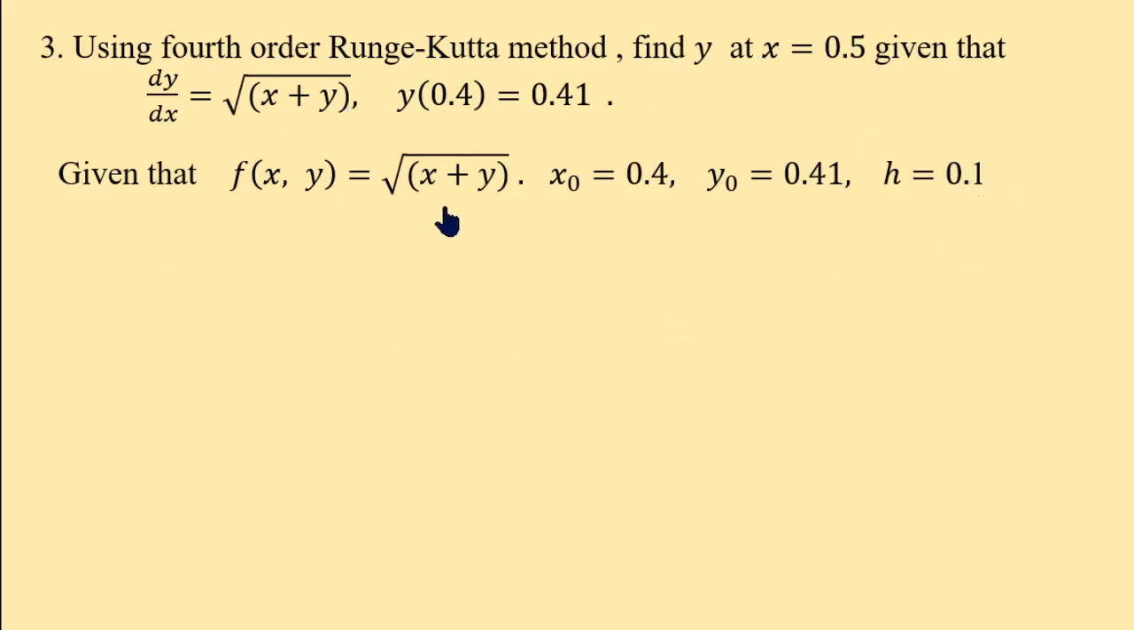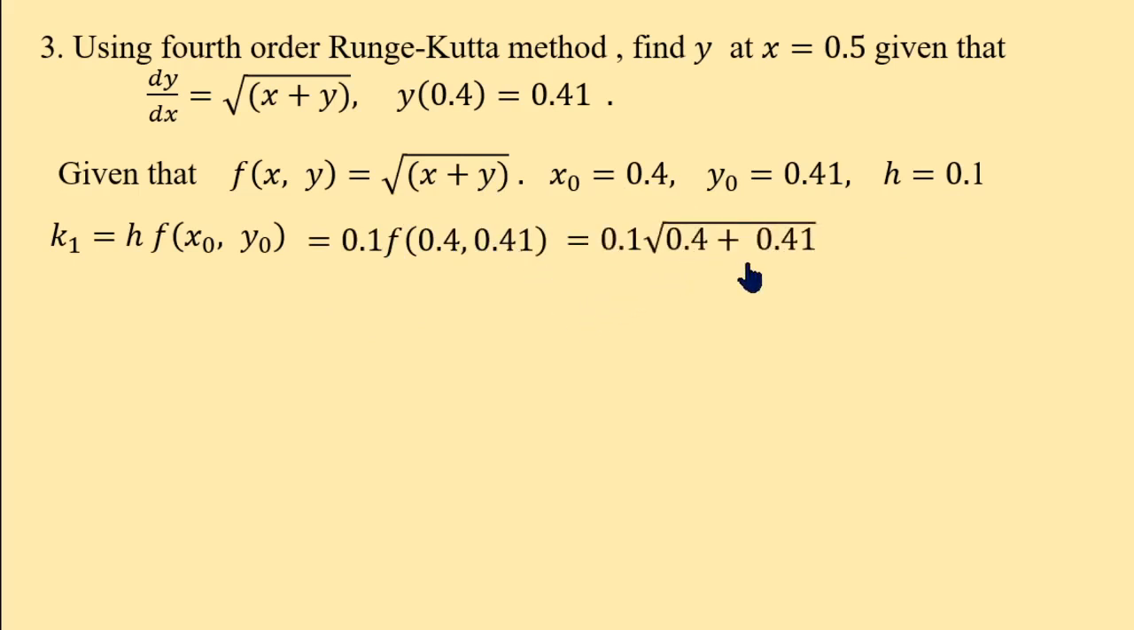In the fourth order Runge-Kutta method, you are going to find k1, k2, k3, k4, that is the increment of y. To find k1, the formula is h into f of x0, y0. h is 0.1, f of x0, y0 means square root of x0 plus y0. Therefore, 0.1 into square root of 0.4 plus 0.41. Substitute this in the calculator, you will get 0.09, that is k1.